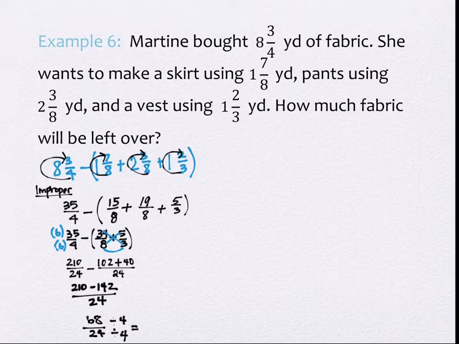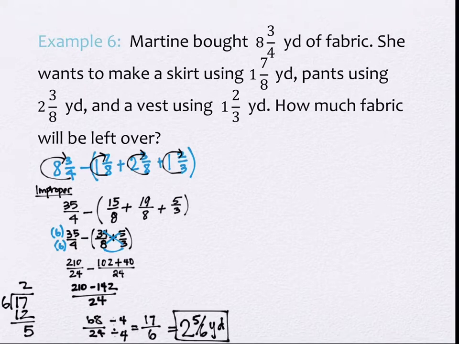What's 68 divided by 4? 17. And 24 divided by 4 is 6. Maybe you can do that one in your head even. How many times will 6 go into 17? 2, giving me a remainder of 5. So this is 2 and 5/6, sorry, thank you. It is a word problem, so yards was what I was getting to. Yes, with yards is my answer.